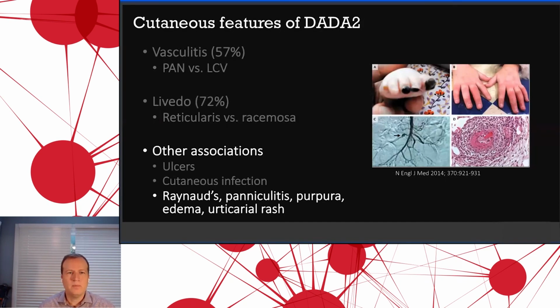And the last thing I'll mention are sort of anecdotal reports of acral disease, particularly Raynaud's and distal necrosis, but also panniculitis, purpura, subcutaneous edema, and urticarial rashes. And again, these are at the case report level. I don't have good histology, and I suspect, at least in some of these cases, particularly the purpura, these are cases of vasculitis that are just presenting in slightly different manners in the skin.